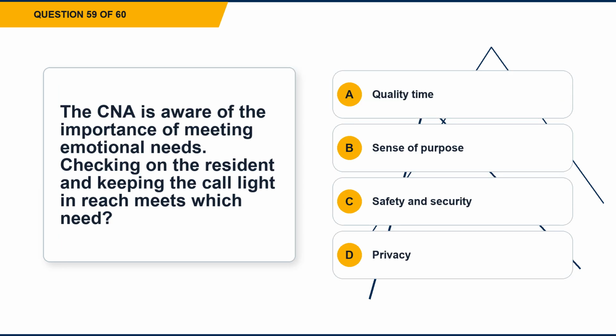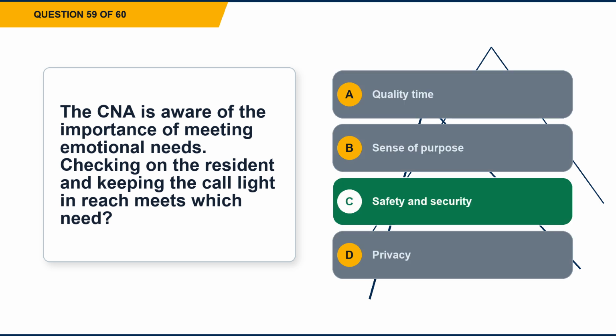Question 59. The CNA is aware of the importance of meeting emotional needs. Checking on the resident and keeping the call light within reach meets which need? Option A, quality time. Option B, sense of purpose. Option C, safety and security. Option D, privacy. The correct answer is option C, safety and security.